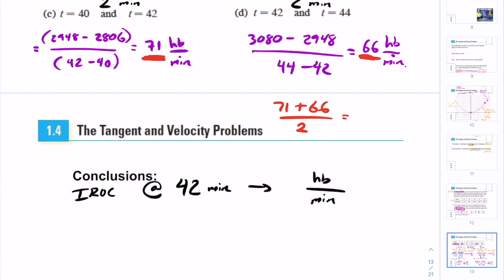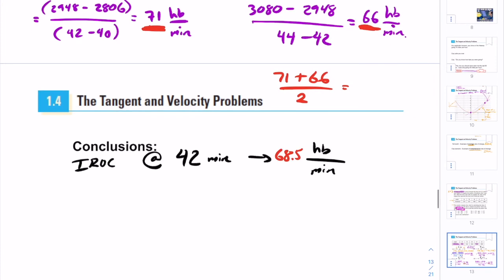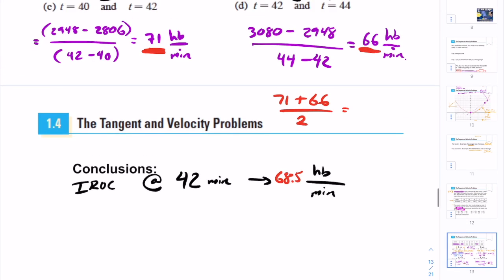137 divided by 2. Oh gosh, what is that? Let me type that in. So the best estimate, this is the best that we can do, is to say that at the 42nd minute mark, your heart was probably beating at 68.5 heartbeats per minute. Okay? Now, we used estimates of average rates of change to make a prediction on how fast your heart is beating at one particular moment.